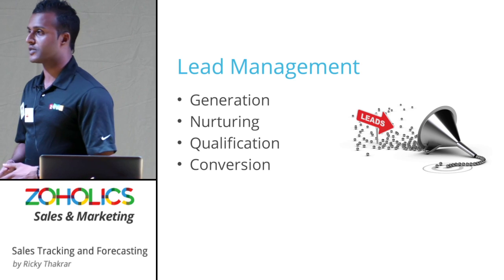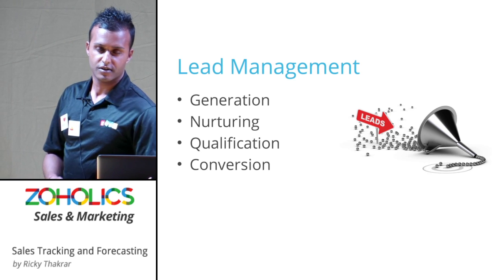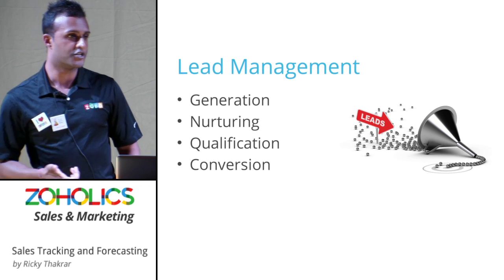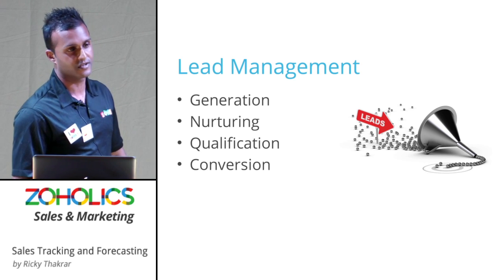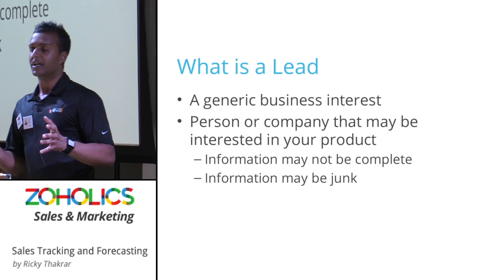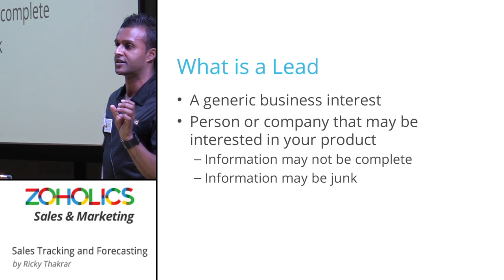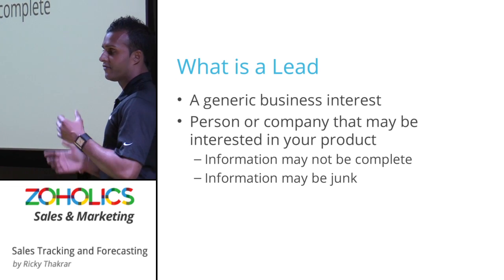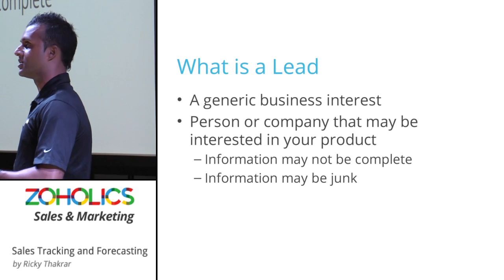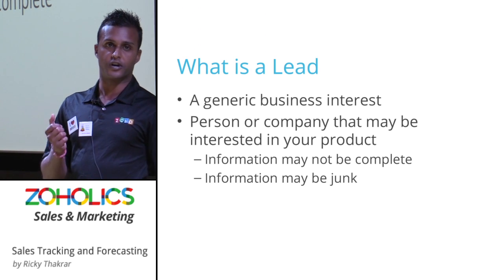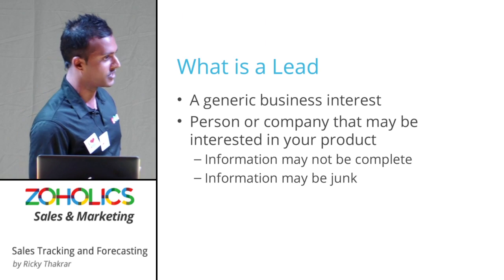All right, so lead management is broken down into 4 categories: generation, nurturing, qualification, and conversion. Let's begin with defining a lead. So if you have Zoho CRM, you click on the first tab right next to home, and that's the lead tab. For us, that's defined as a generic business interest, or it could be a person or a company that's maybe interested in your product.